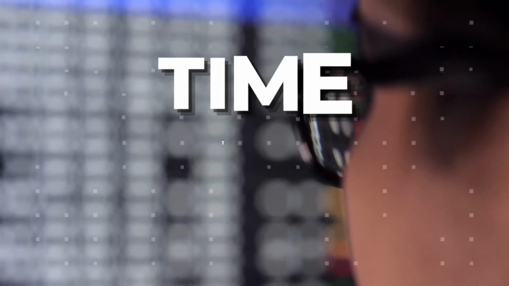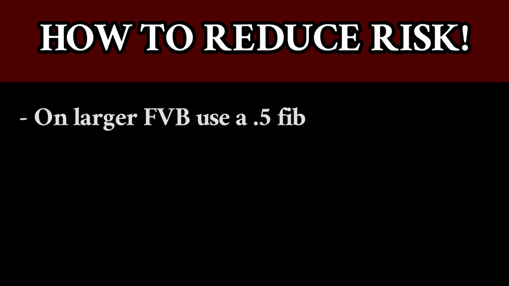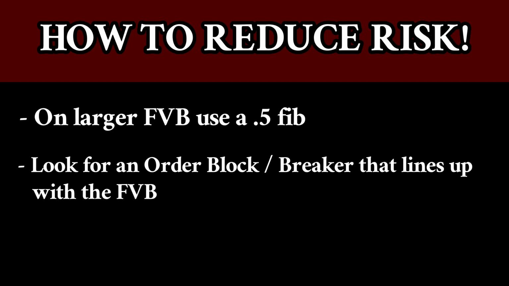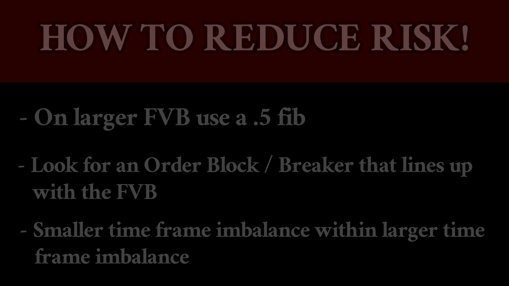Today we're going to show you how to properly use fair value gaps. How we are going to do this is using 0.5 Fibonacci, looking for order blocks or breaker blocks that line up with the fair value gap, and third example is looking on smaller time frames to see if there's imbalance or refine your entry on smaller time frames.